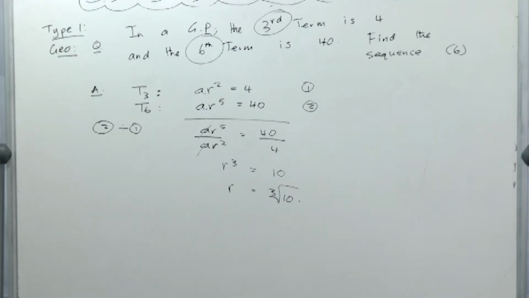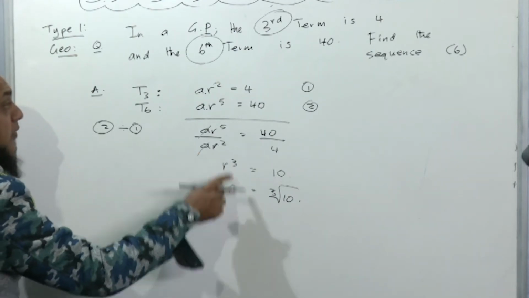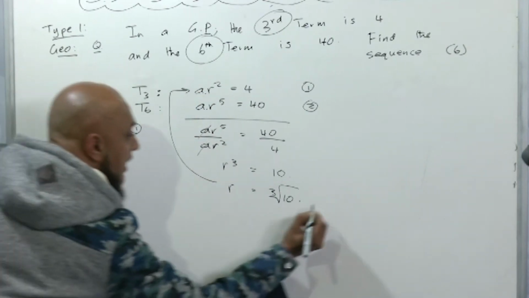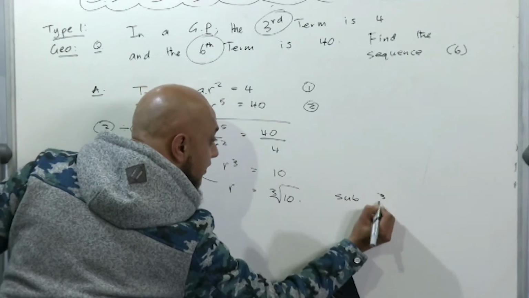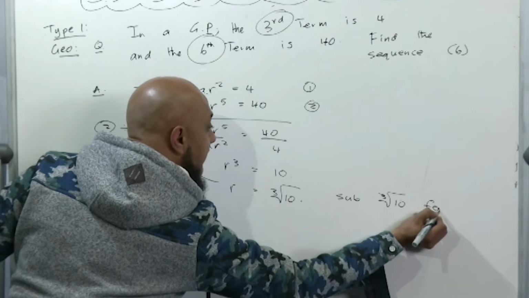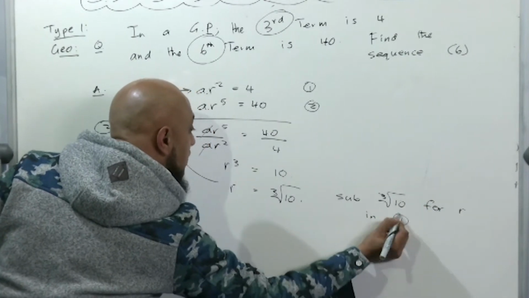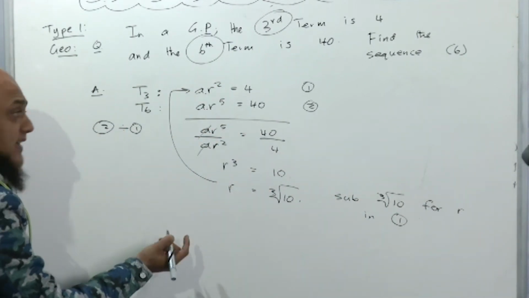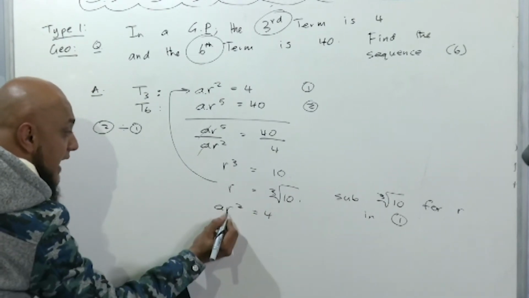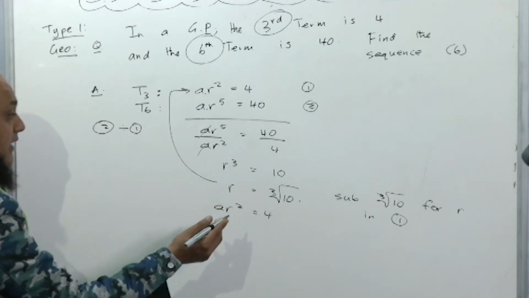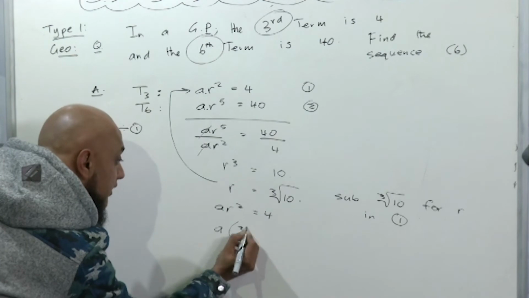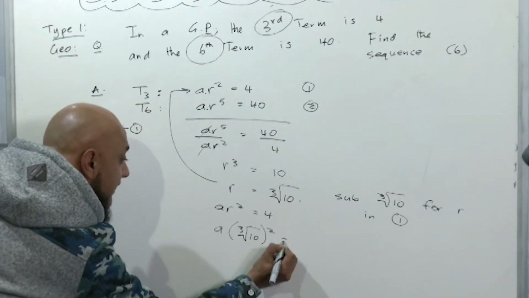So now we need to solve for A. We've got R. We now need to solve for A. So let's take this and let's plug it into equation number 1. So now we say substitute the cube root of 10 for every R in equation number 1. Now what does equation number 1 look like, guys? AR squared is equal to 4. We've got R, so R is the cube root of 10. So A times the cube root of 10 squared is equal to 4.